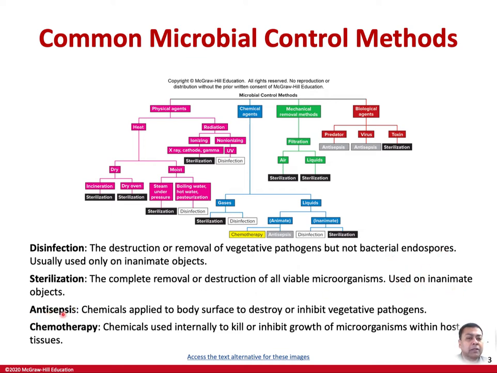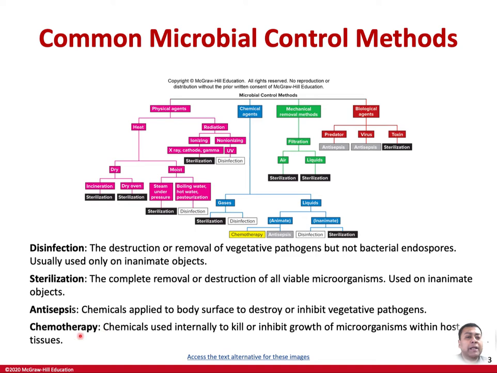Then we have another definition, antisepsis. Antiseptics are the chemicals which are applied on the body surface to destroy or inhibit vegetative pathogens, but they are not administered internally. It is only on the body surface. So you can see that right here is antisepsis. Right here, these are some of the antiseptic processes. And the agents which are used in this antisepsis process are known as antiseptics.